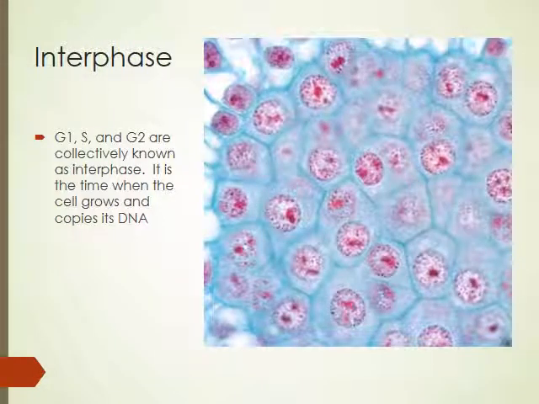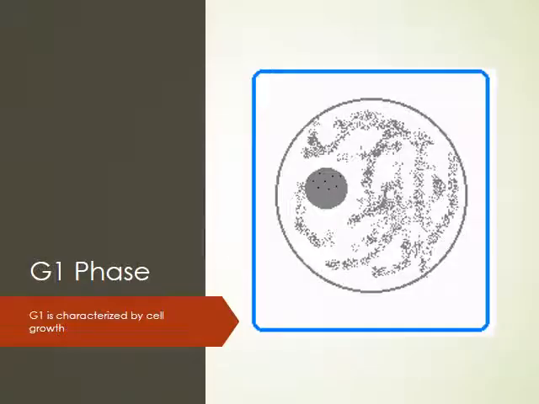G1, S, and G2 are called interphase. It takes up the vast majority of the cell's life. This is when the cell grows, it copies its DNA, it checks itself out before it tries to divide. The first phase of interphase is called G1, growth. All the cell's doing is eating, getting bigger, and bigger and bigger.